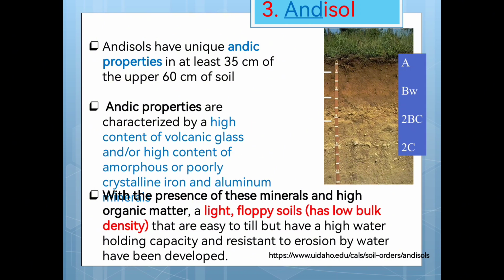These andic properties are characterized by a high content of volcanic glass and/or high content of amorphous or poorly crystalline iron and aluminum minerals. So because of the presence of these minerals and high organic matter, light fluffy soils which have low bulk density, hindi siya compacted, are easy to till but have a higher water holding capacity and are resistant to erosion by water have been developed.